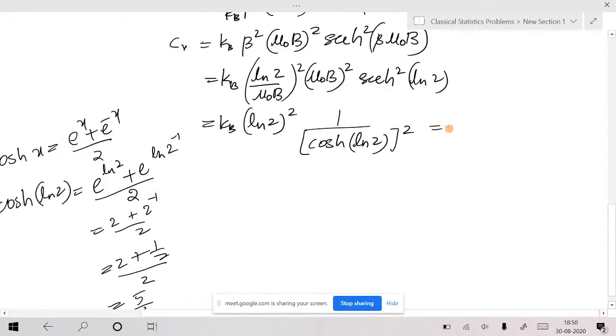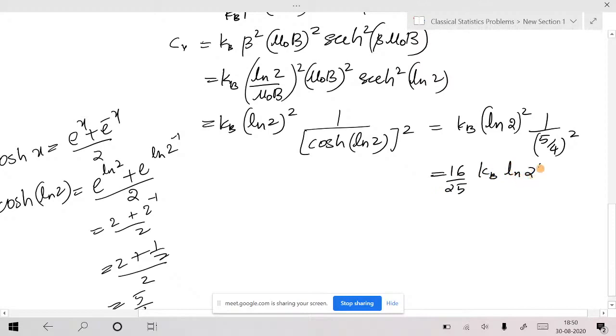5 by 4 the whole square, am I right? kB (ln 2) the whole square times 1 divided by (5 by 4) the whole square, that's equal to 16 by 25 kB (ln 2) the whole square. Am I right about this answer? Somebody quickly reply.